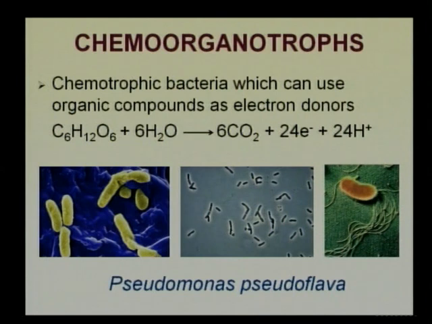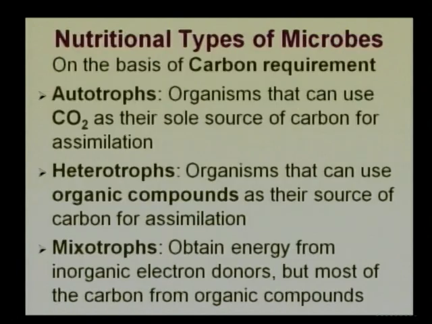So chemoorganotrophs, like Pseudomonas pseudoflava that is projected in front of you, and even other Pseudomonas varieties, different species of Pseudomonas, can utilize chemical energy and an organic electron donor. The rest of the classification, Dr. Kiran Rajput will explain to you.